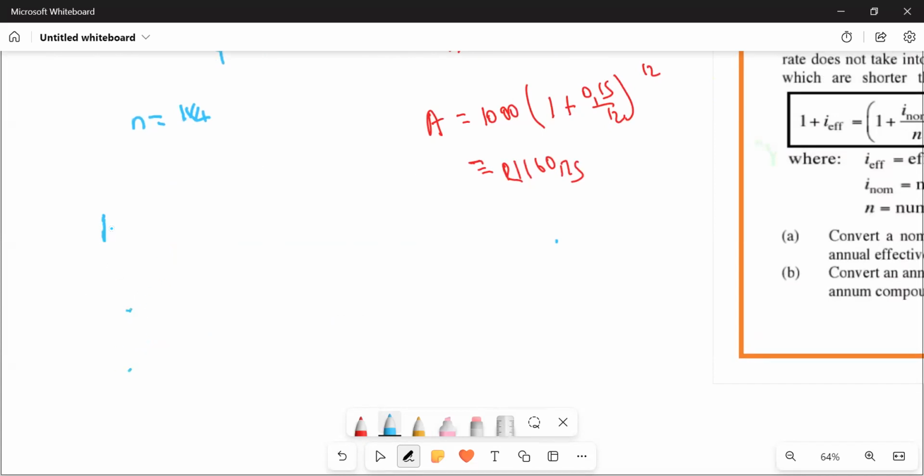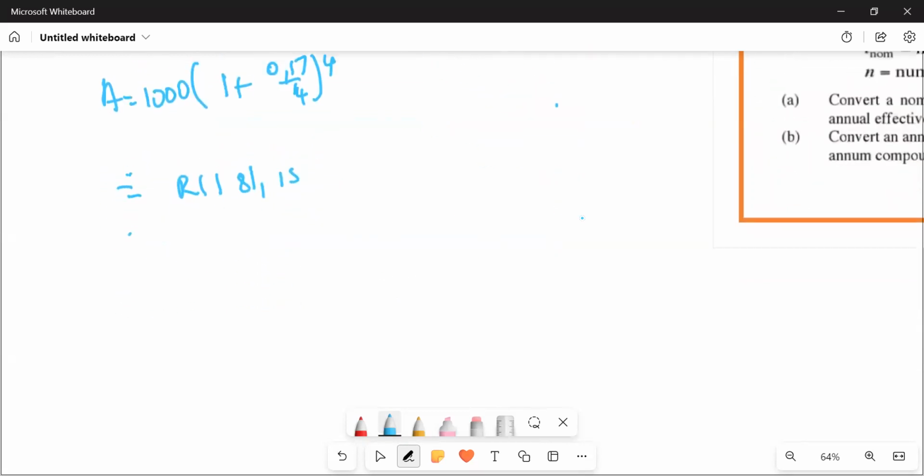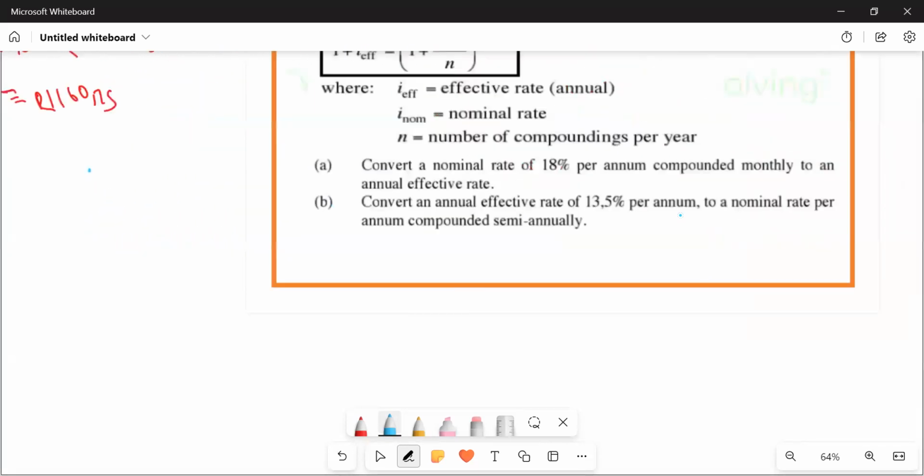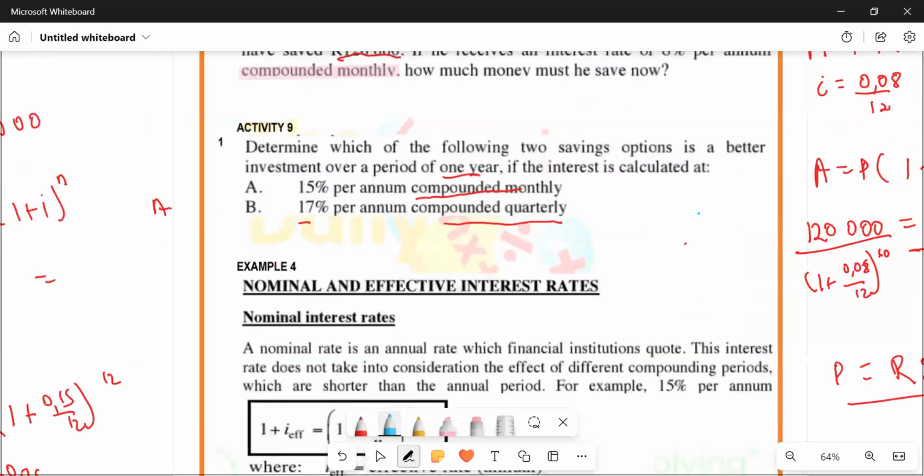So if we continue with this, we're going to have A, which is going to be equal to 1,000, and then we have 1 plus 0.17 divided by 4, to the power of 4. How much do you get for this one? 1,181.15. Okay, let's compare again now. Which one is better, option A or option B? Yeah, option B seems to be better, because it has more.